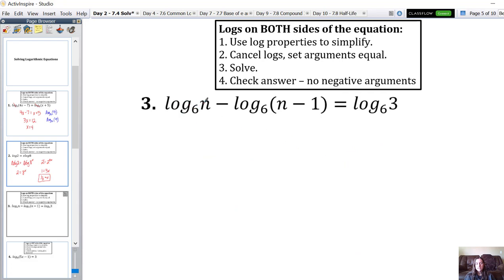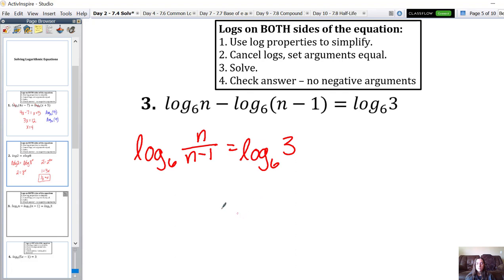Now I have log base 6 of n minus log base 6 of n minus 1 equal to log base 6 of 3. Since I'm subtracting two logs on the left-hand side, I need to use that quotient rule. Whatever's being subtracted goes to the denominator. Whatever is not being subtracted stays in the numerator. So I have log base 6 of n over n minus 1 equal to log base 6 of 3.